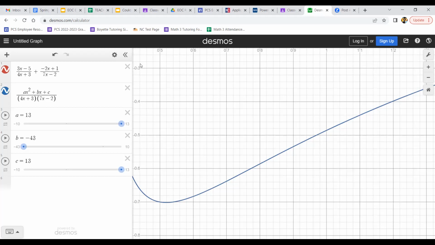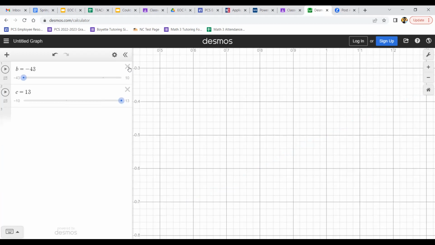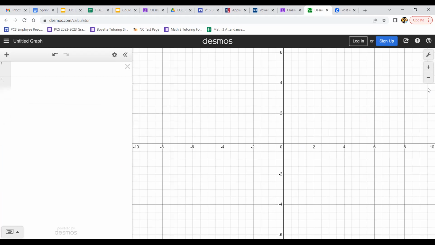Okay, so I'm going to delete all of these and click the home button, go back to normal. For problem 80, we're going to try to solve it like we normally solve an equation. So go ahead, try to solve it. It's an equation, so we normally graph the left side, graph the right side, see where they cross.